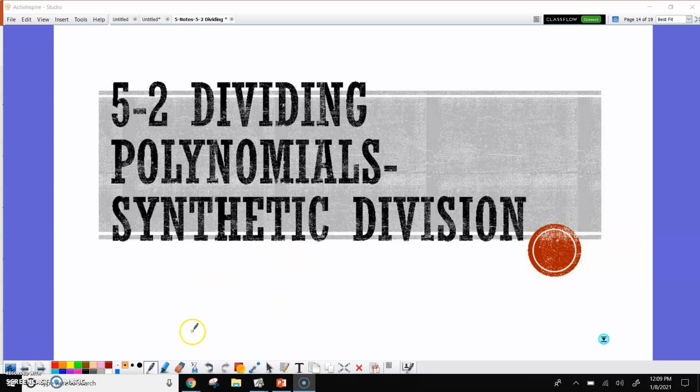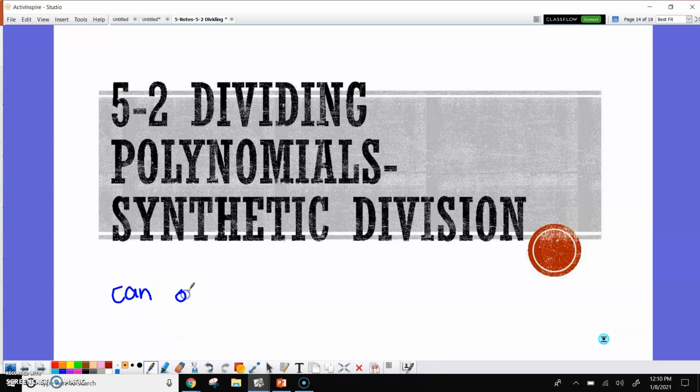Okay guys, here's the last set of notes for dividing polynomials. This part is synthetic division. Now, synthetic division doesn't always work. It only works if you're dividing by a binomial, and the degree of your binomial is 1.